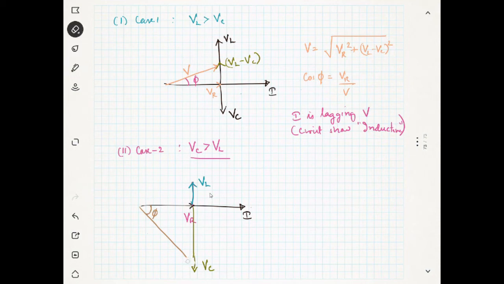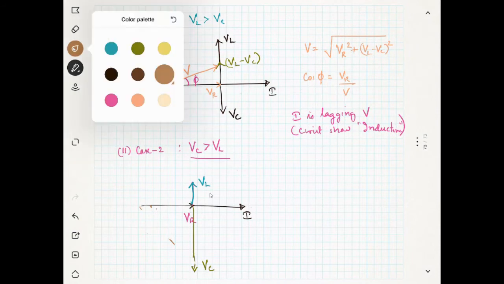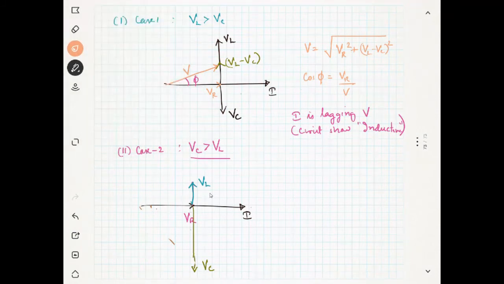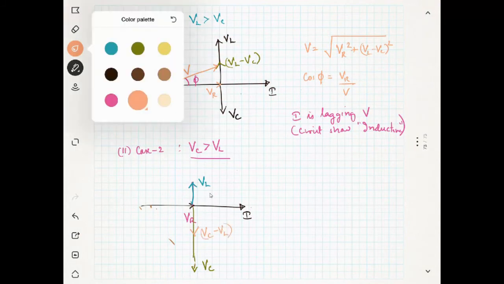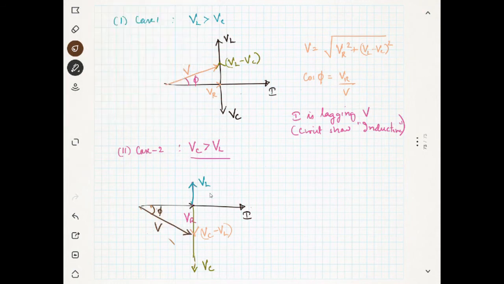You have to show the resultant first. What will be the net result? The net result will be VC minus VL, right, sir? So the result will be like this, and this is my V, and you can see my phi. So in this situation, my V will be equal to the square root of VR square plus (VC minus VL) the square, and cosine phi will be equal to VR by V.